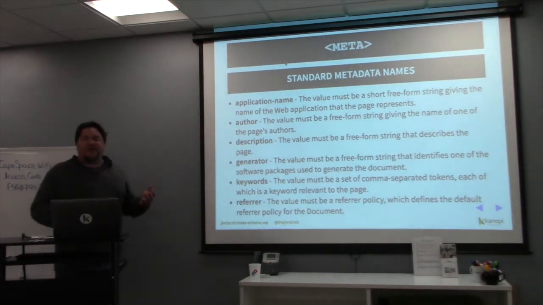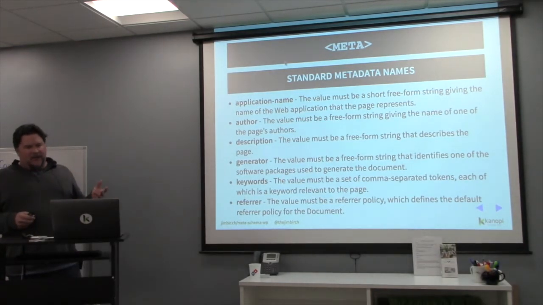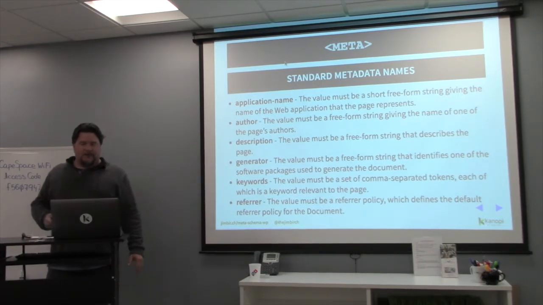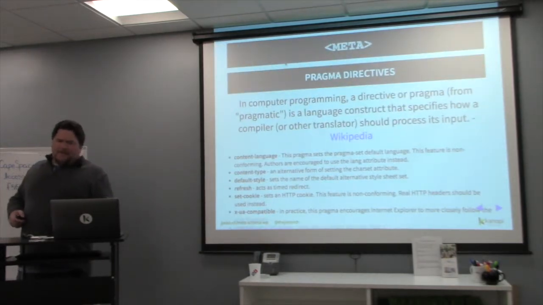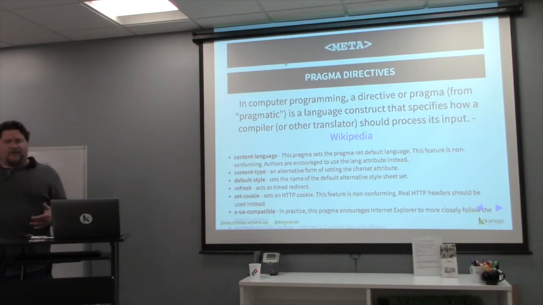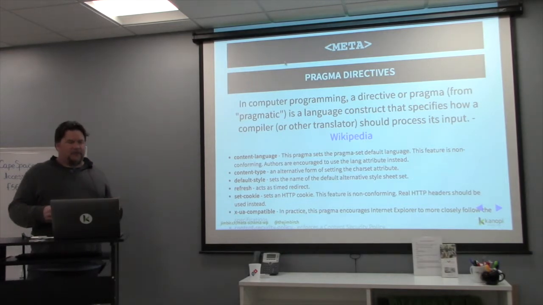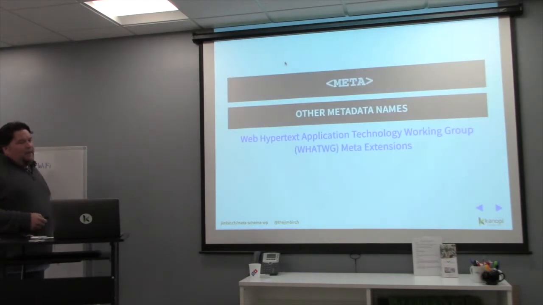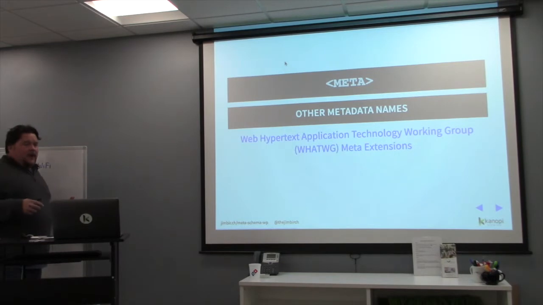There are only a few standard metadata names, and most of them are not used at all. Application name, author, generator, keywords, referrer. Nobody really uses much of this stuff. The most important one here is description. There are some pragma directives. This tells the machine that's rendering your page certain things, like what content type it is, what language it is. Really not used for SEO or anything. But there are other metadata names.